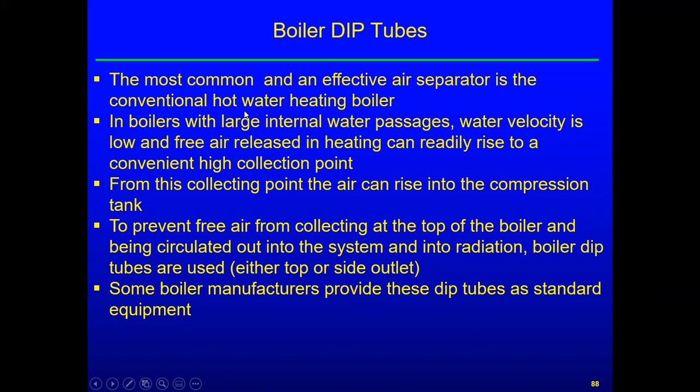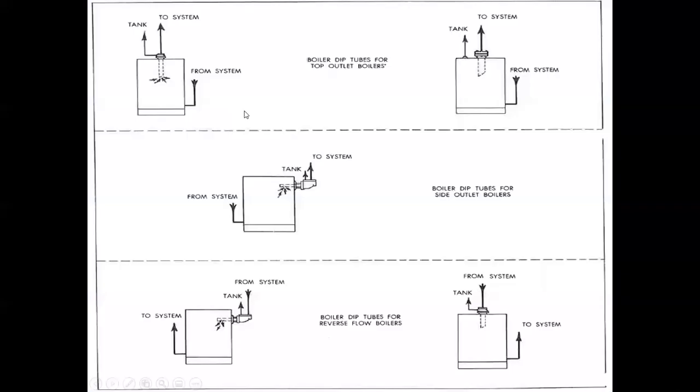Boiler dip tubes are used either top or side outlet. Some boiler manufacturers provide these dip tubes as standard equipment. It's just an air separation device. And here's a picture of some different configurations. I guess on the top, boiler dip tubes for top outlet boilers. So you see the little fitting up here on top. So the air, the nitrogen, whatever, and the water come up and this fitting is able to segregate off the air and send it to the compression tank. And then the hot water goes on out to the system.